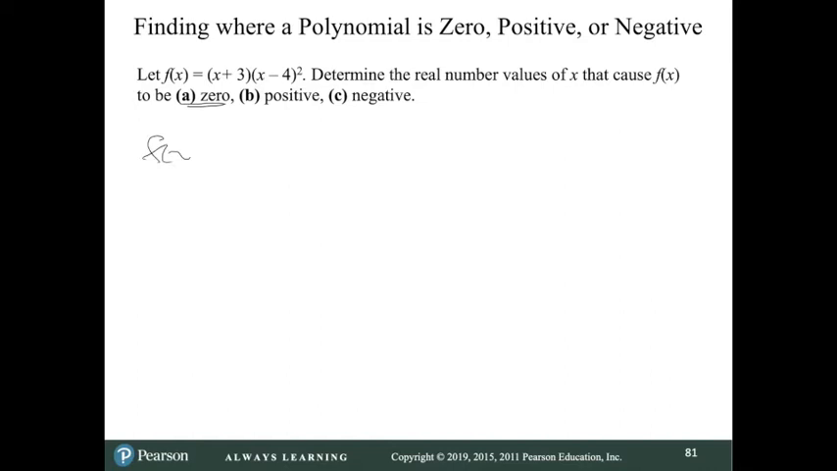f of x will equal 0 when x plus 3 times x minus 4 squared equals 0. The zero factor property says that this is when x plus 3 is 0, or when x is negative 3. And then also when x minus 4 is 0, or when x is 4. And we can say that this happens with a multiplicity of 2.